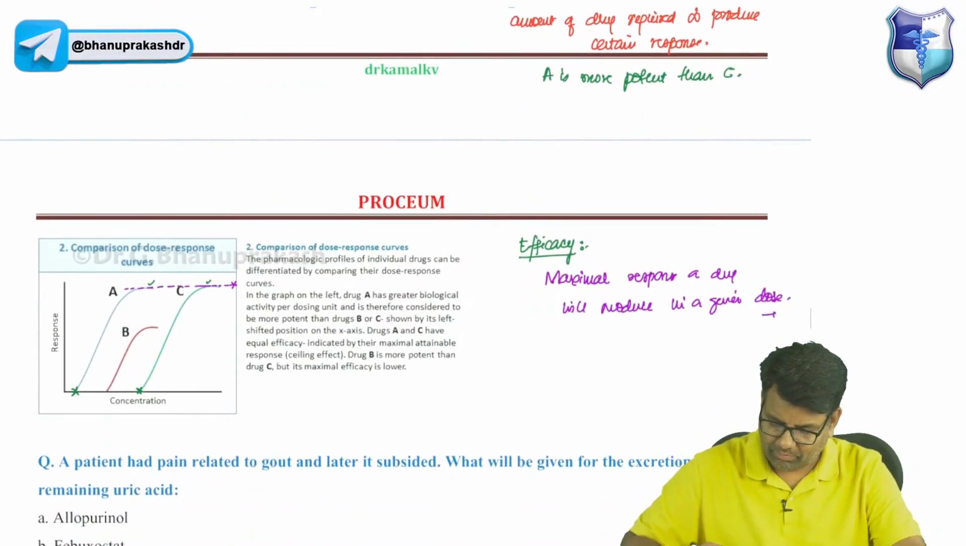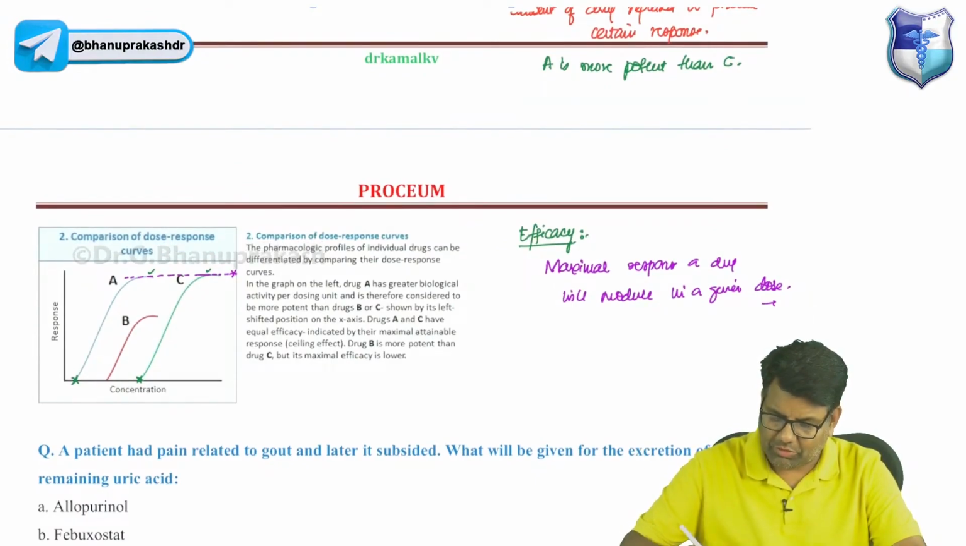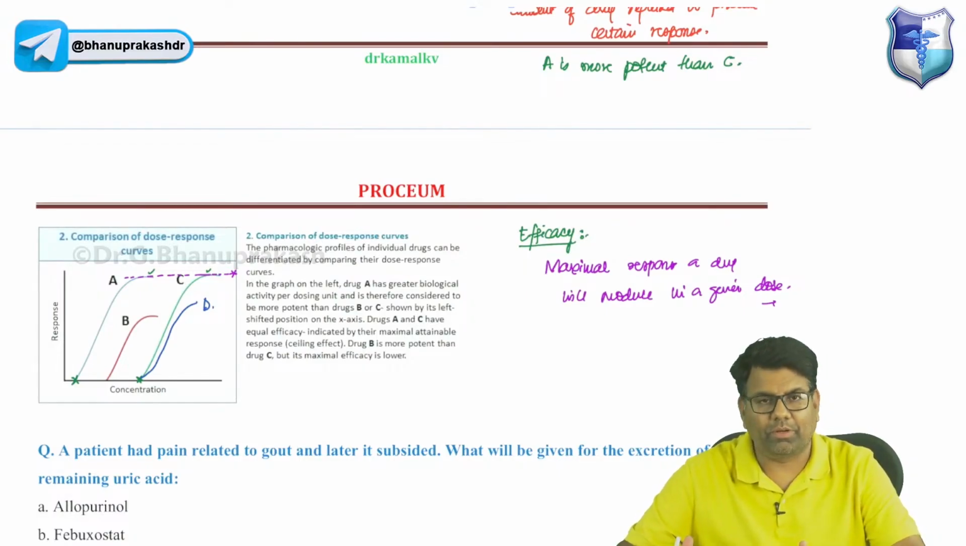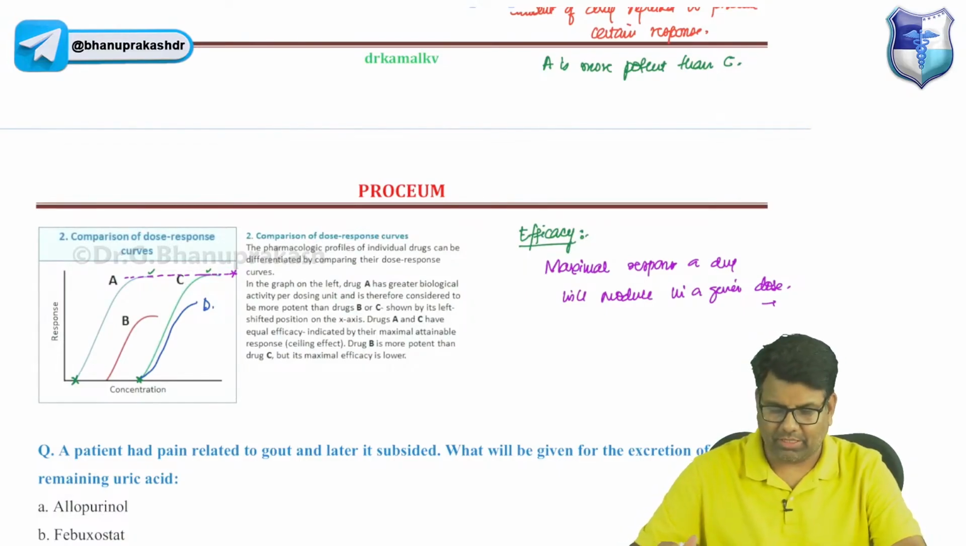Clear? And here we don't have anything related to efficacy, but if I can draw, I draw a drug, say this is drug C, then drug D, then you can say drug C is more efficacious than drug D. Okay. So this is how we describe potency. Clear?